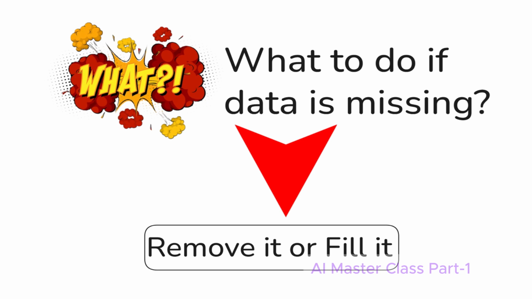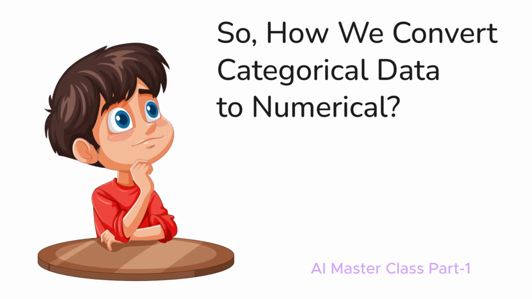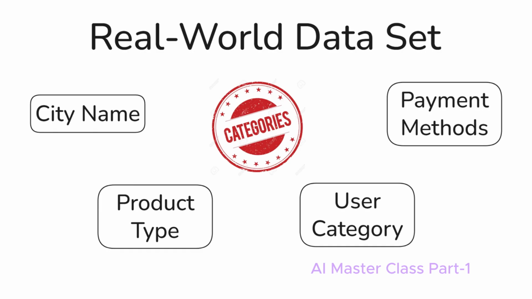Now, once the missing data is handled, the next challenge is that not all data is in numerical form. So now let us understand how we convert categorical data into a format that a model can understand. If you look at a real world dataset, many features are categorical. For example, city name, product type, user categories, payment methods. These are not numbers, these are labels or categories.